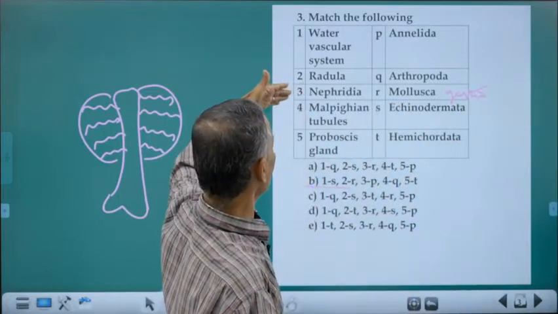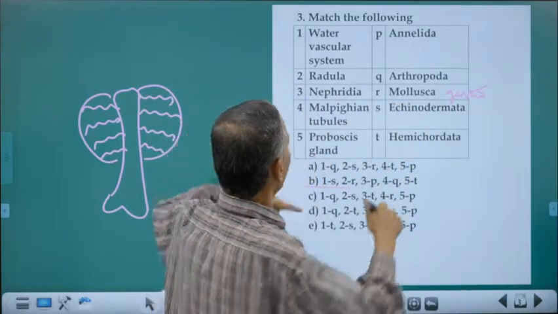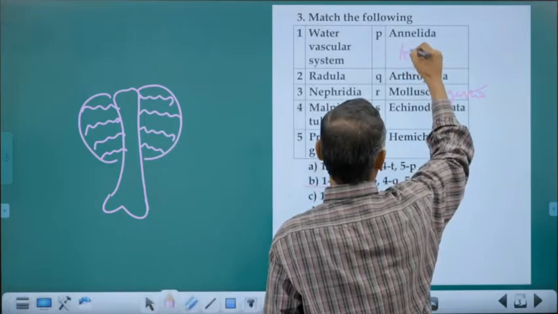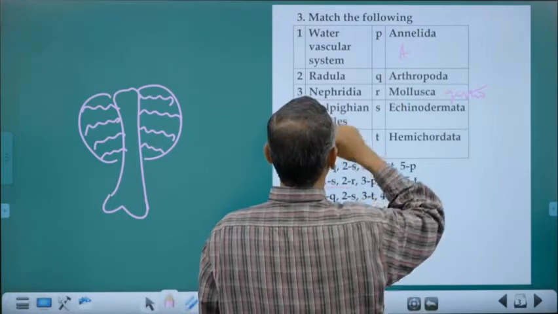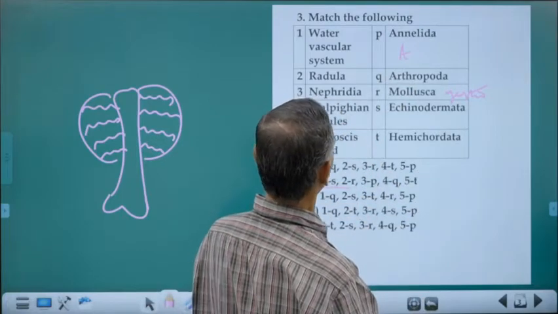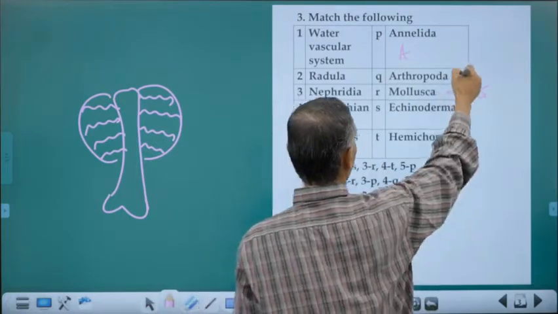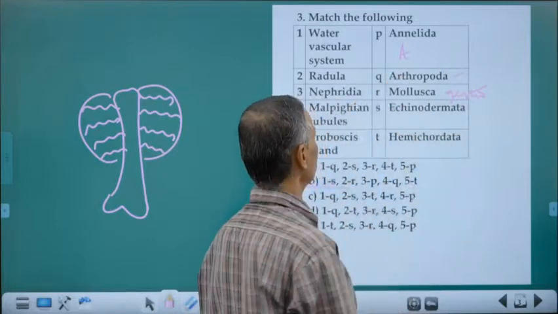Nephridia, the excretory organ. Where is that excretory organ? Nephridia, annelids are having. So, it is annelids which are having the nephridia. Malpighian tubules are the excretory organs in arthropoda, insects. We are having malpighian tubules in cockroach.